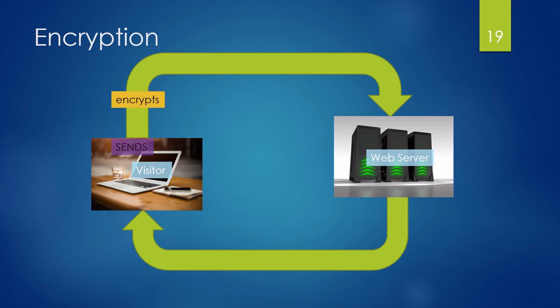The information will be encrypted when it is sent. When the web server receives the information, what will it do? It will decode the information, read what the request is, and process the request. After it has processed the request, it will send back the information that the visitor, the user, has requested.